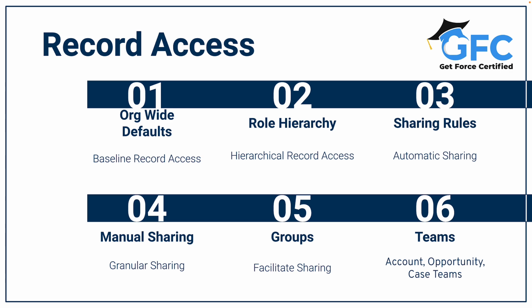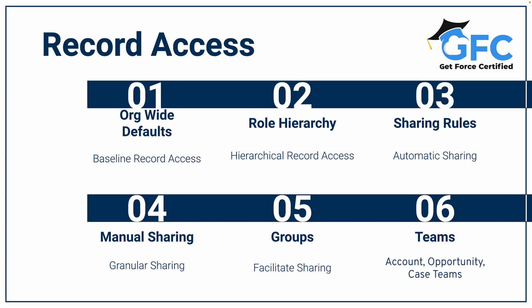Then the next feature that we have that helps open up record access is manual sharing, and this is great for one-off sharing and is done through an object-specific quick action. It allows us to share access in a granular fashion, meaning that we can set record access record by record.